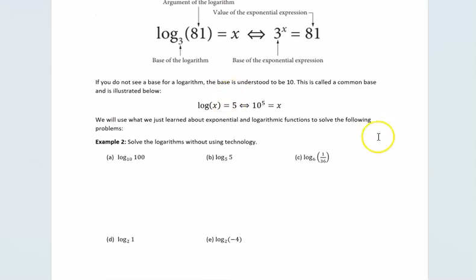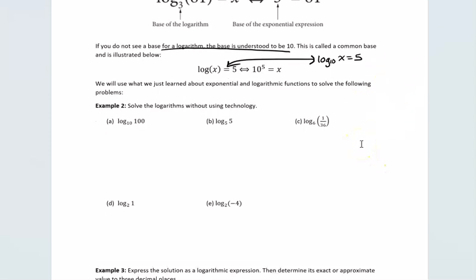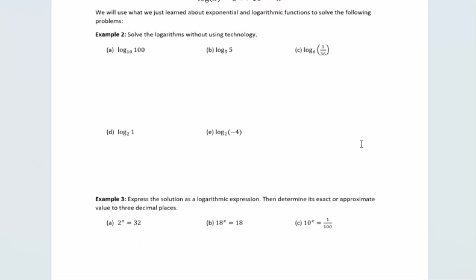Now, you do need to know one thing in addition. If there's no base, the base is 10. So for example, log x equals 5, that's the same thing as log base 10 of x equals 5. That and that, those are the same thing. We don't write the base when it's 10. We just don't. It's common, it shows up all the time, so it's not necessary. So now we're going to do some problems, and then we'll be done with the video.